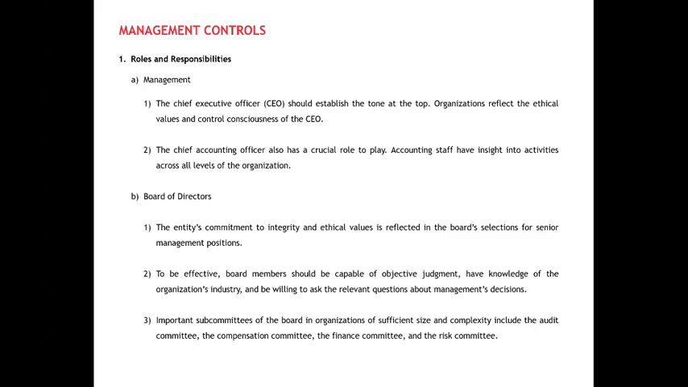Effective board members should be capable of objective judgment and have knowledge of the organization's industry. The board will approve policies and procedures. It's up to the management to ensure that they are implemented. But the board needs to ask the management to have some sort of process in place to see whether those policies and procedures are being implemented. That's where the internal auditor comes in. The internal auditor does the spade work, right? It helps the board of directors to discharge their responsibilities.